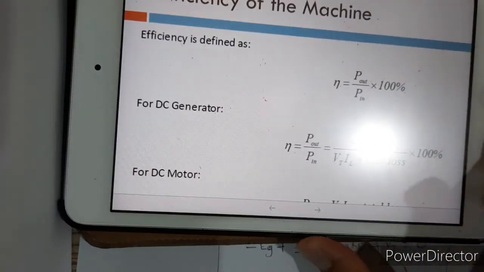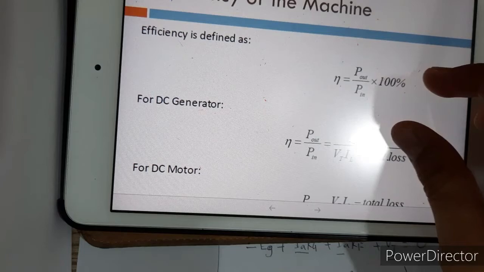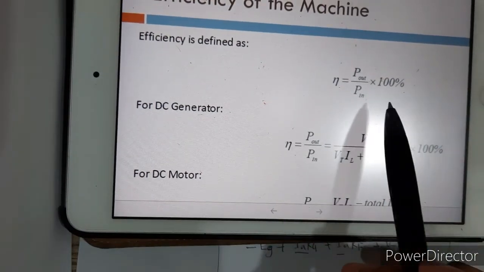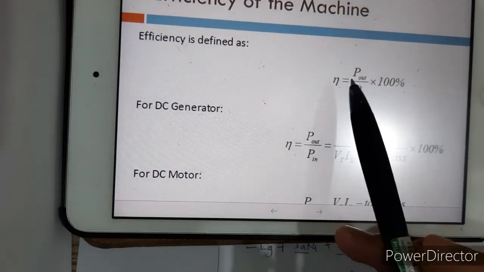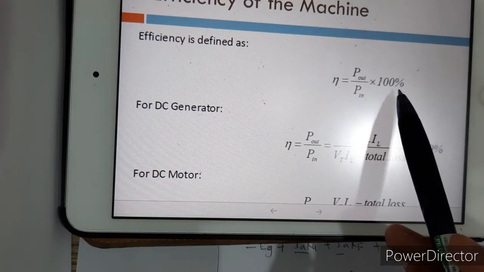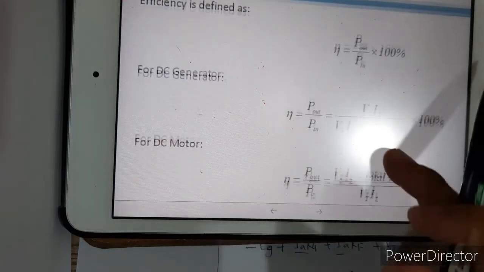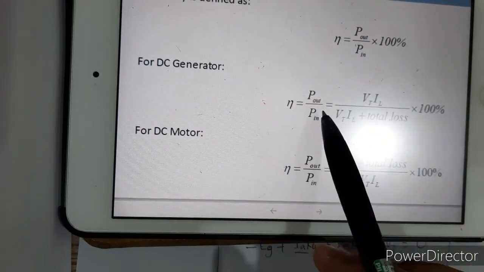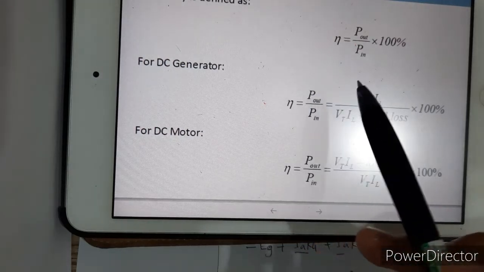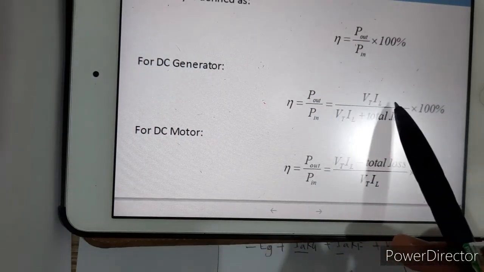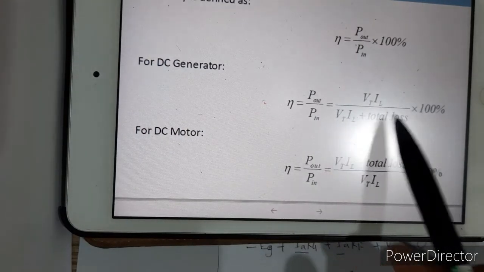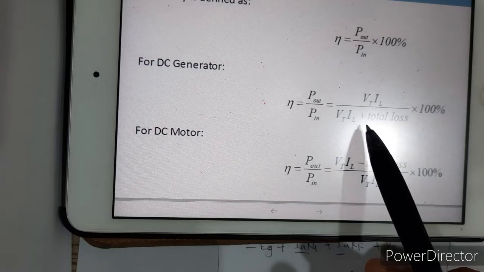So lastly, the second last part, which is efficiency. The general equation for efficiency is P out over P in multiplied by 100%. For the generator, we know that P out is VT IL. Remember, the generator generates voltage and current, so VT IL, and then P in is P out plus total losses, and then we can determine P in.